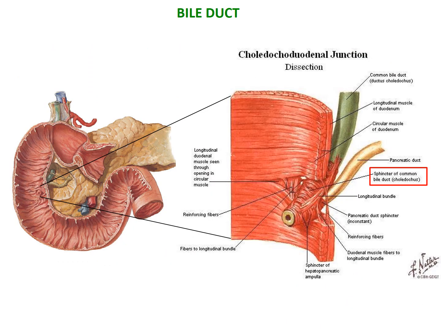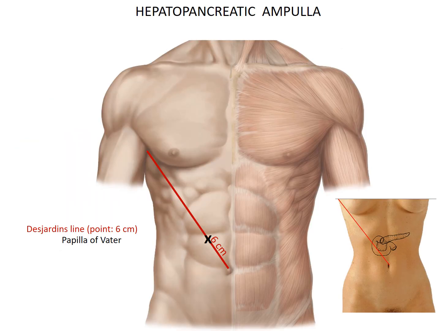There is a sphincter around the terminal part of the main duct called a bile duct sphincter. This sphincter controls the flow of bile into the duodenum. When you have your patient, you will easily recognize projection of hepatopancreatic ampulla. The major duodenal papilla projects on the anterior abdominal wall at Desjardins' pancreatic point, which is located 6 cm from the umbilicus on a line connecting the umbilicus to the right axilla.